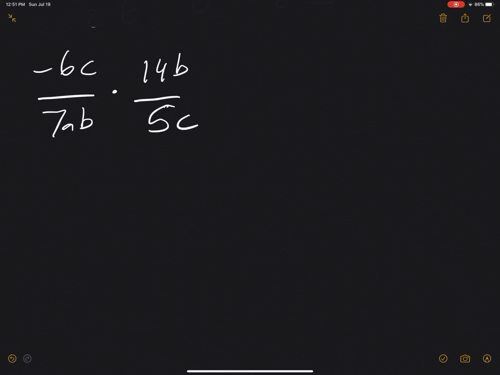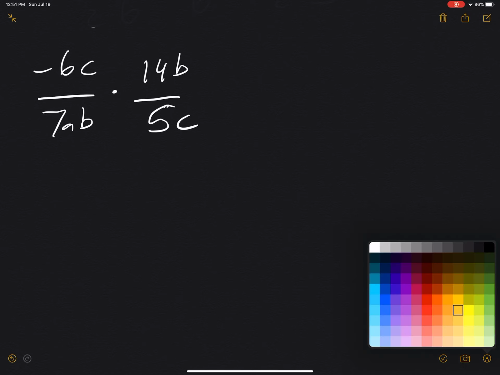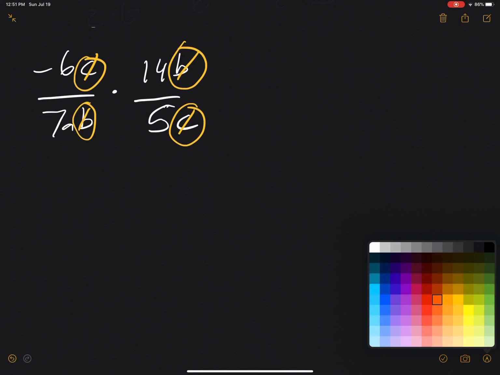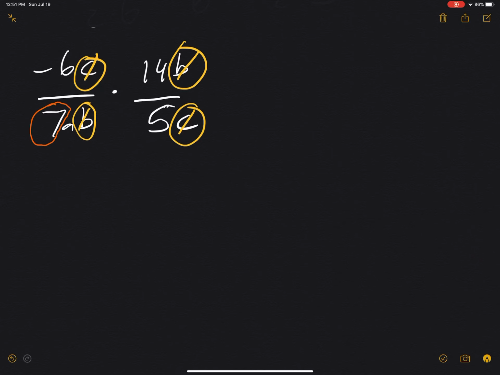So I'll start by saying, well, I'll switch colors. There's a C on the top and a C on the bottom, so they can just go away. There's a B on the bottom and a B on the top, so they can just go away. What else can I simplify? I see that I have a 7 here and a 14 here. I can divide both of them by 7. This goes down into a 1, this goes to a 2.